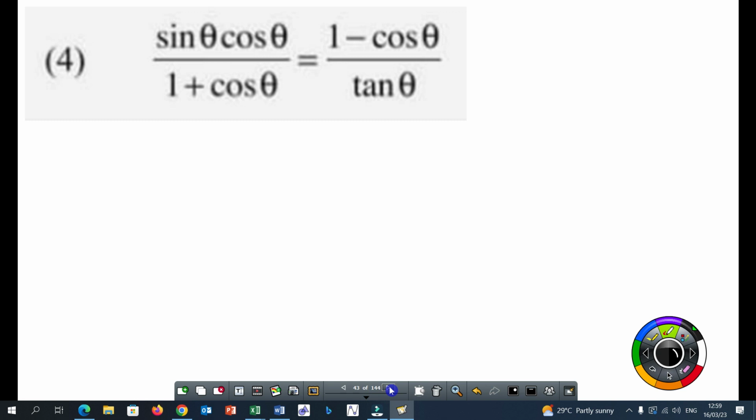The second one, you can also do the same. In actual fact, it will make the question very, very easy. So either way, we can do it from the left or the right hand side. Let's do it from the left hand side.